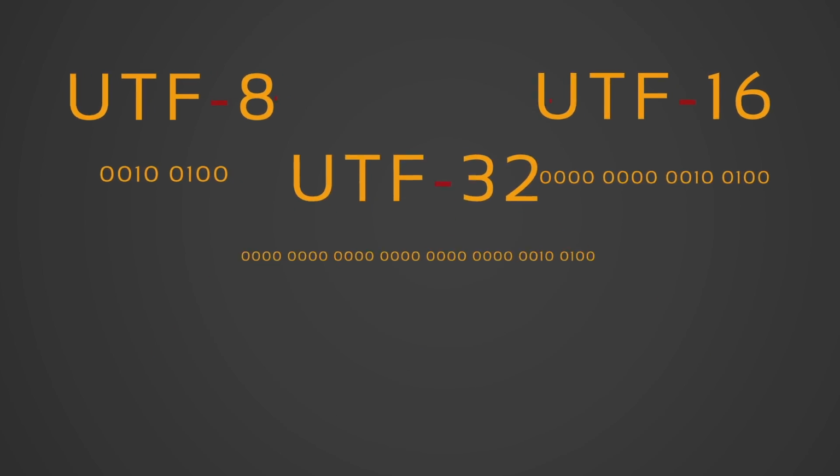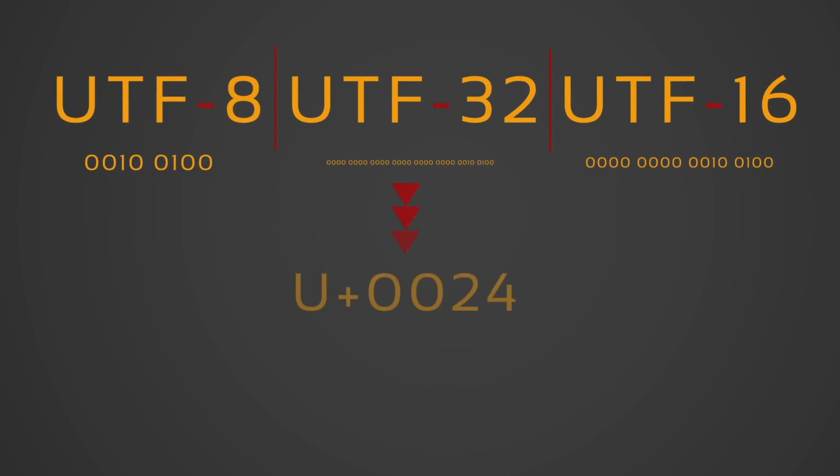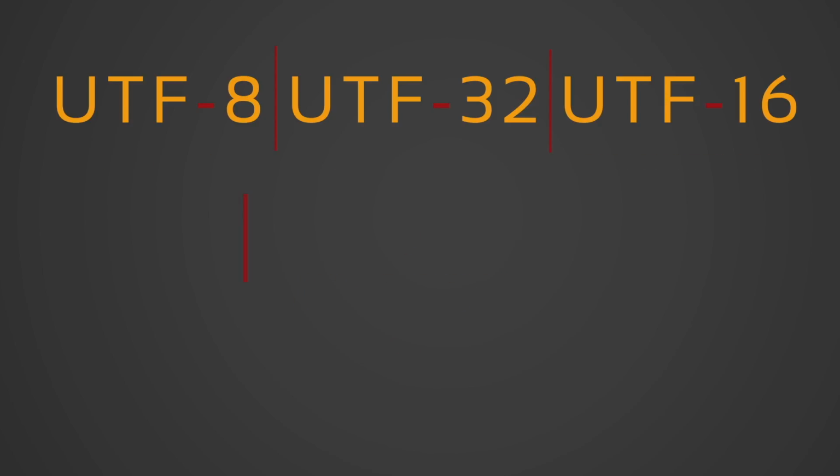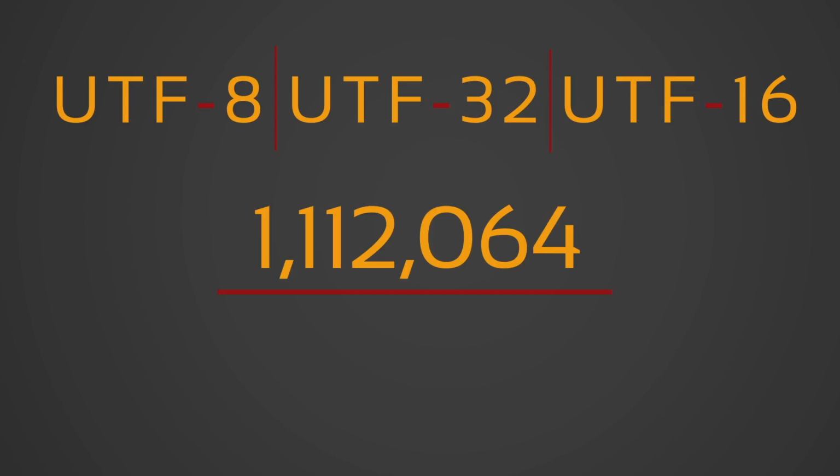All of Unicode's encoding methods represent code points, which in turn represent a character laid out by the Unicode standard. This means they all share the same code points but represent that code point differently. They are all capable of encoding 1,112,064 characters, every single one in the Unicode standard.